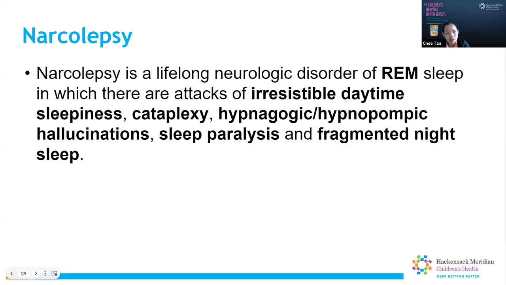So it's a lifelong neurologic disorder of REM sleep in which there are attacks of irresistible daytime sleepiness, cataplexy that I'll talk about later, hypnagogic and hypnopompic hallucinations, meaning you have hallucinations when you're about to fall asleep or wake up in the morning, sleep paralysis when you're not able to move your body if you wake up in the middle of the night, as well as fragmented night sleep. Next slide.